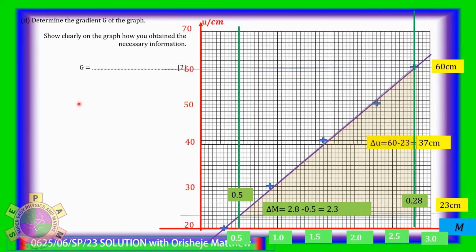So let's now calculate the gradient. You have delta U over delta M. Substitute your values. So that gives us this. For you to be marked accurately, your value must lie between 15 and 17. So we are within the range.